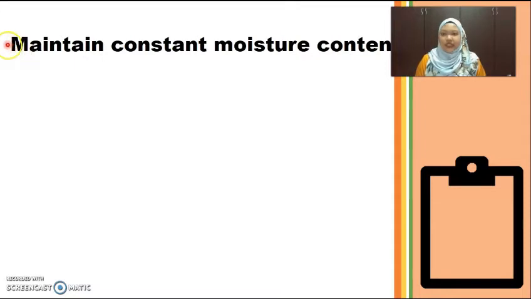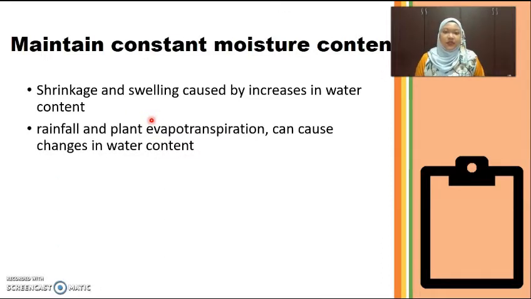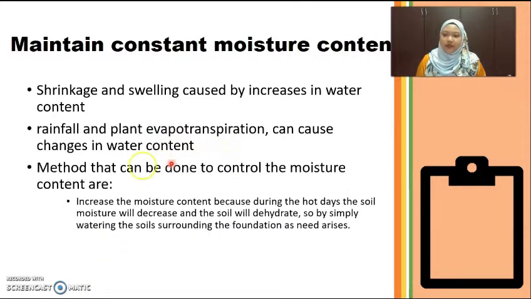The second solution is to maintain constant moisture content, since shrinkage and swelling are caused by changes in water content. This is because of seasonal impact, which is rainfall and plant evapotranspiration that cause changes in water content. So a method that can be done to control the moisture content is to increase it, because during a hot day, the soil moisture will decrease and the soil will be dehydrated because of the heat. So, simply water the soil surrounding the foundations as near as possible.